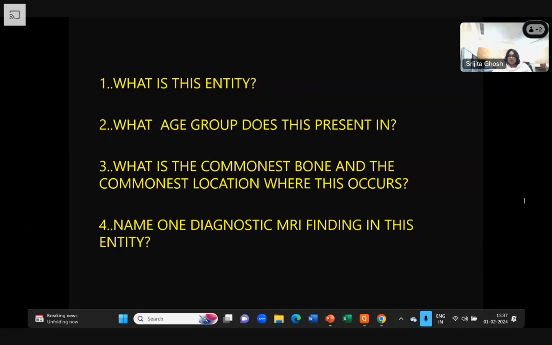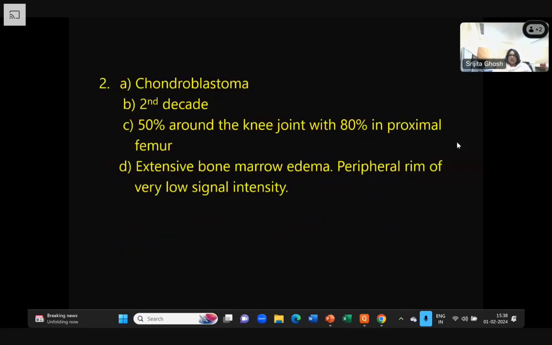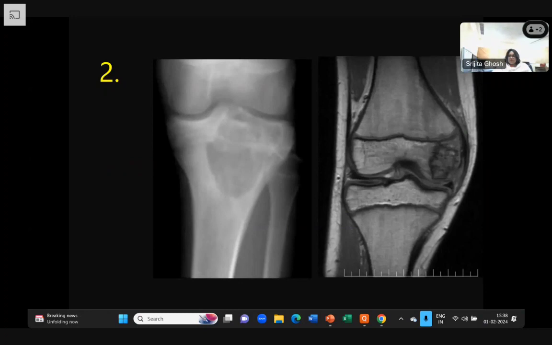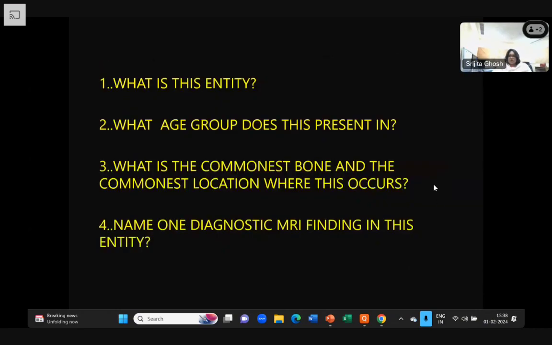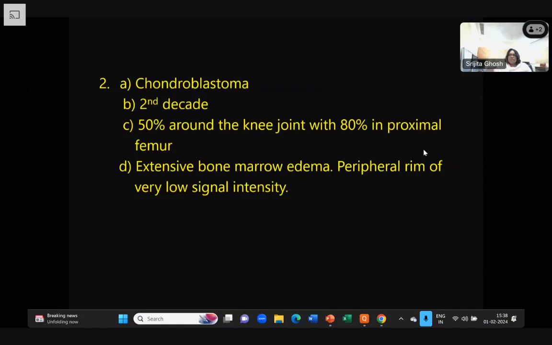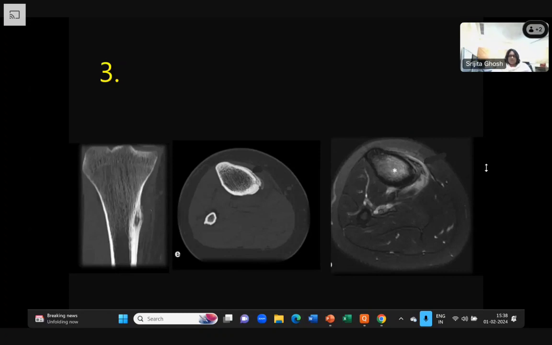Let's see who writes this answer. You are right about your diagnosis. What is the diagnostic MRI finding in this entity? I'm saying in MRI. Why are you using the word sclerotic? I mean, what will the signal be? T2 bright, T2 hypo. See, Parul is writing wrong. Extensive edema, peripheral rim of low signal intensity is characteristic of this. Please be careful about what you're writing. Correct. Very easy. Everybody knows this.